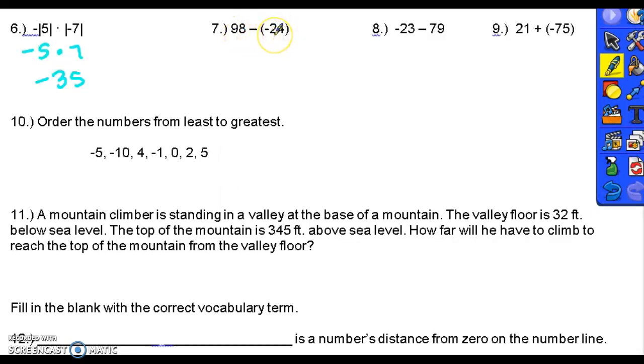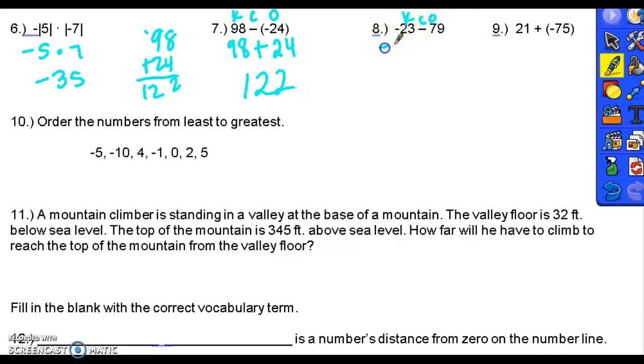98 minus negative 24, we use additive inverse. Keep your 98. Change subtraction to addition. Take the opposite of the second number. My signs are the same, so I add. 8 plus 4 is 12. 10 plus 2 is 12. My answer is 122.